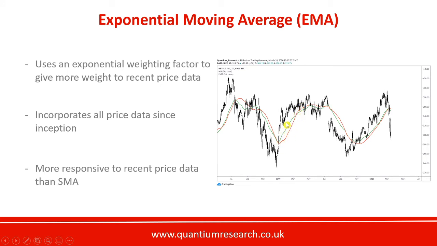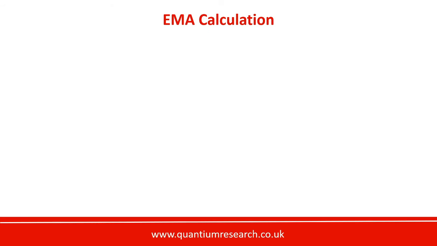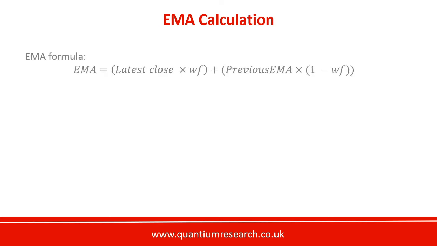Why? Because it uses an exponential weighting factor. This very weighting factor is the reason why we're able to get a realistic understanding of where the price is at in terms of its trend. So how do we exactly calculate an exponential moving average? Well, by using the formula here, the EMA equals the latest close multiplied by the weighting factor plus the previous EMA times by 1 minus the weighting factor.